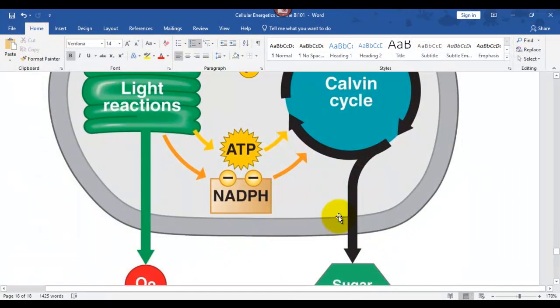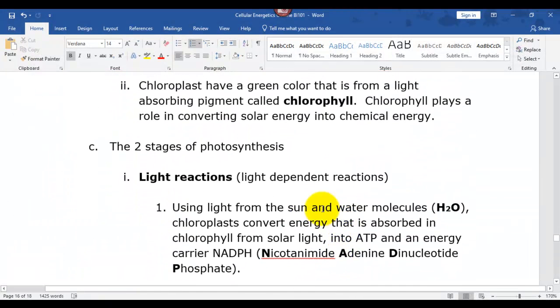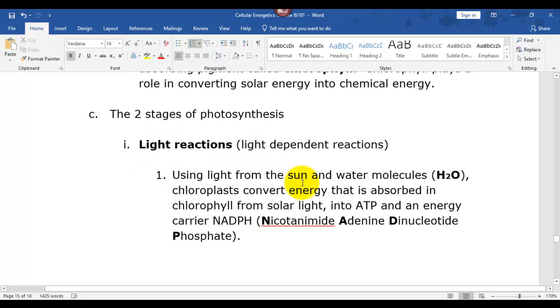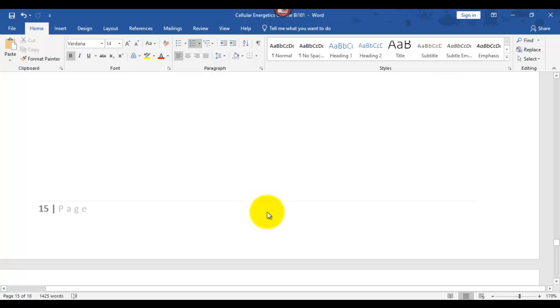I forgot. I can just go back up. So, here are the light reactions. Using light from the sun and water molecules, chloroplasts convert energy that is absorbed in chlorophyll from solar light into ATP and an energy carrier, NADPH, in its reduced form. It's carrying electrons. It's going to carry those electrons and transfer those electrons to the next part of the cycle, thereby transferring energy to keep the whole process going.